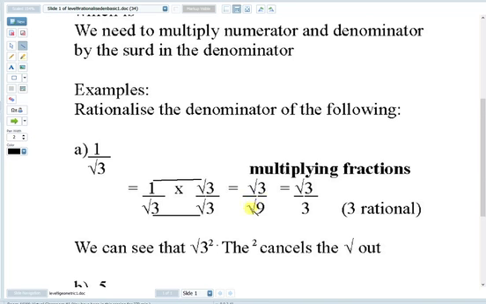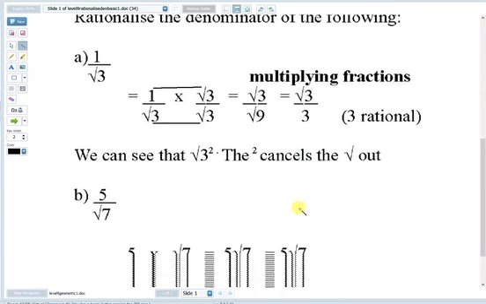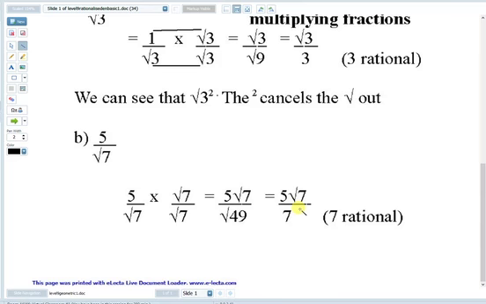Now, it is still a surd on the bottom, but we can simplify this surd. So the square root of 9 can be simplified to 3. So therefore the square root of 3 divided by the square root of 9 simplifies to the square root of 3 over 3. Okay? And there we can see that basically the square root of 3 all squared, the squared cancels out with the square root.